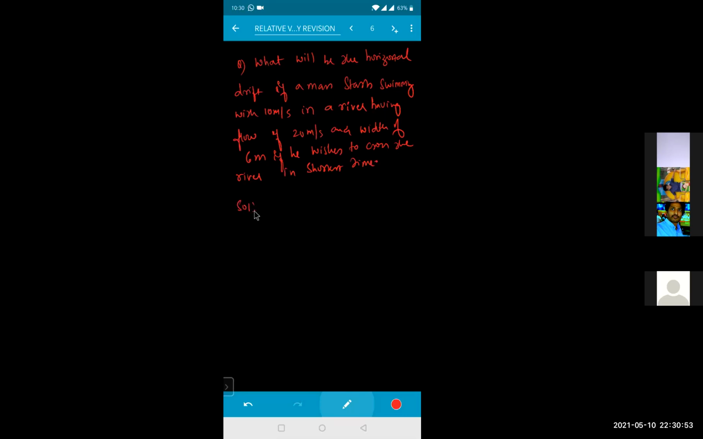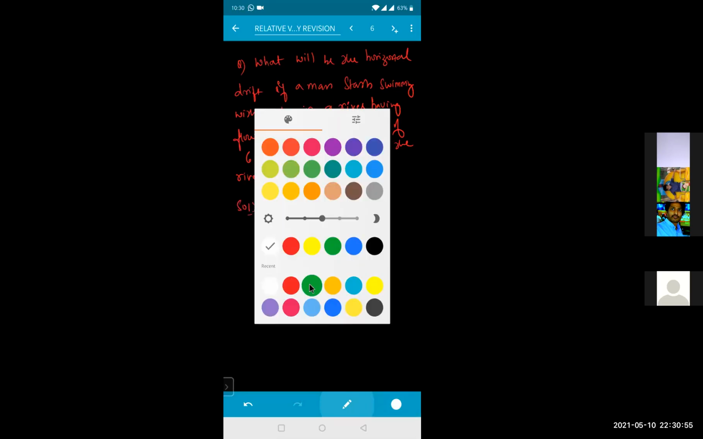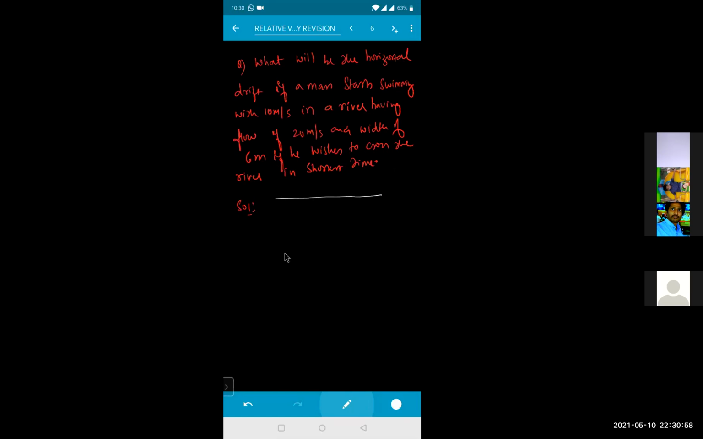So you know that for shortest time he should be moving in which direction, beta? In the direction perpendicular to the flow of your river. So this is the river and this is its width, and the river is flowing in the forward direction, like this. This is the velocity of the man, equal to 10 meter per second. The velocity of the river will try to make him drift.